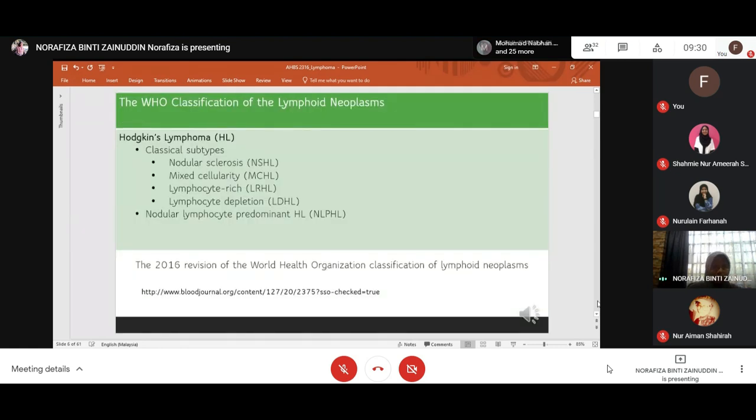Another one is Hodgkin's lymphoma. So these are the classical subtypes: nodular sclerosis Hodgkin lymphoma, mixed cellularity HL, lymphocyte-rich HL, and also lymphocyte depletion HL. Okay, there is also another type, which is called nodular lymphocyte predominant Hodgkin lymphoma.